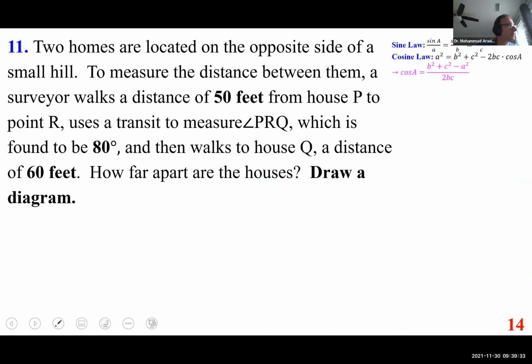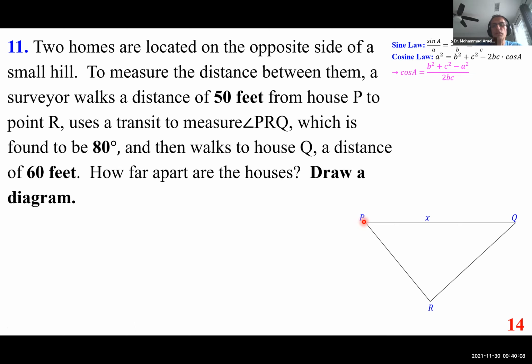Could you please read this? Two homes are located on the opposite side of a small hill. To measure the distance between them, a surveyor walks a distance of 50 feet from house P to point R. Use a transit to measure angle PRQ, which is found to be 80 degrees, and then walks to the house Q, a distance of 60 feet. How far apart are the houses? Draw a diagram. Perfect. But when a situation like this comes up, we should be able to come up with the diagram. So take a look at the diagram.